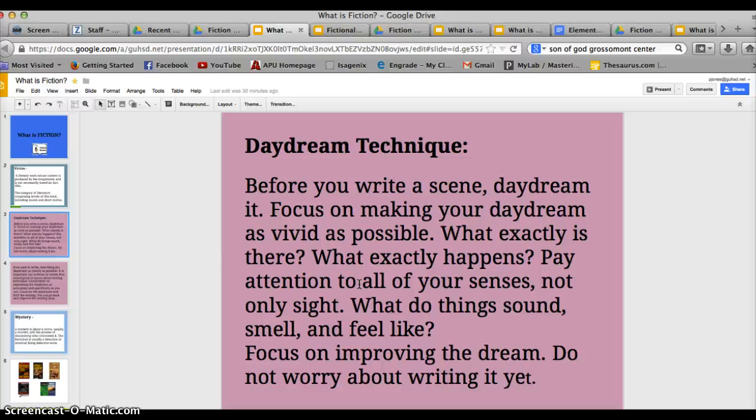What exactly is there? What happens? Pay attention to all of your senses and not just your sight. What do you hear? What do you smell? What does it feel like? Focus on improving the dream. Just make it more incredible than you could imagine. But because we're not going to worry about writing it quite yet, I want you to really just envision this dream first. Take a few moments to do that, and then we will move on to the writing part.